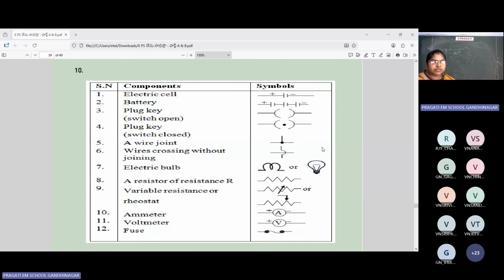These are the components and symbols. These are all well known to you. Once you see electric cell, battery, plug key open and closed, wire joint, wires crossing without joining, electric bulb, resistor of resistance R, variable resistance, nothing but rheostat, ammeter, voltmeter, fuse, symbol of fuse. Okay. So many times this question is also asked for this 8 marks.